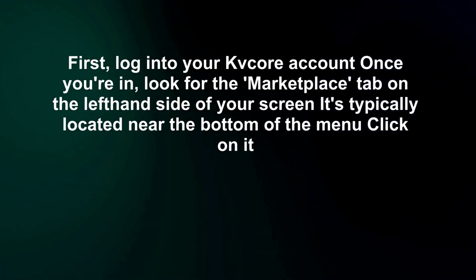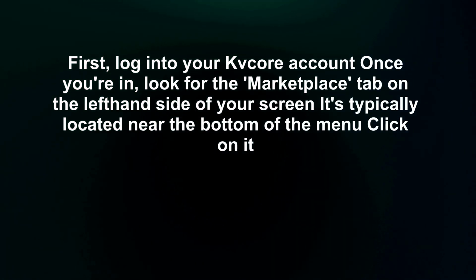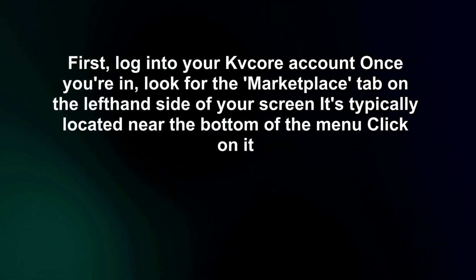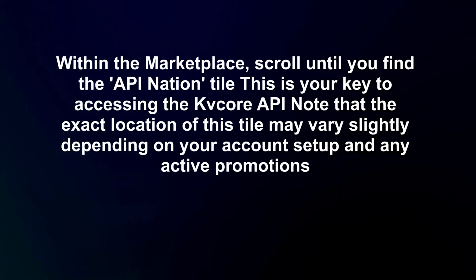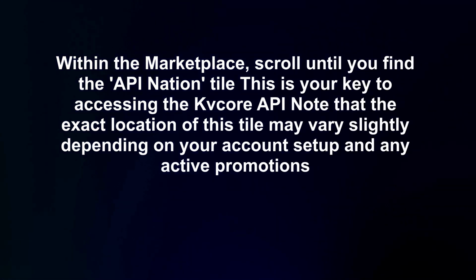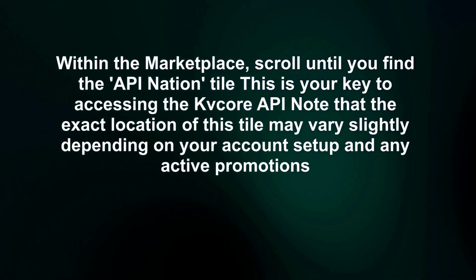First, log into your Kvcore account. Once you're in, look for the Marketplace tab on the left-hand side of your screen. It's typically located near the bottom of the menu. Click on it. Within the Marketplace, scroll until you find the API Nation tile. This is your key to accessing the Kvcore API.